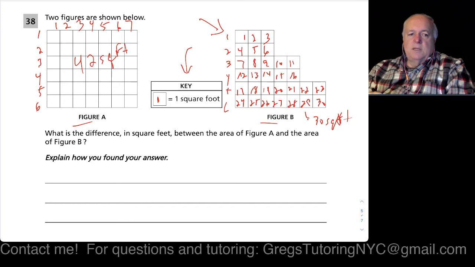So it says, what is the difference? That means subtract. In square feet. So this is square feet. This was square feet. This is square feet. There's no unit conversion between the area of figure A and the area of B. All right. So we're going to do the 42 minus 30. Right, and get 10 square feet.